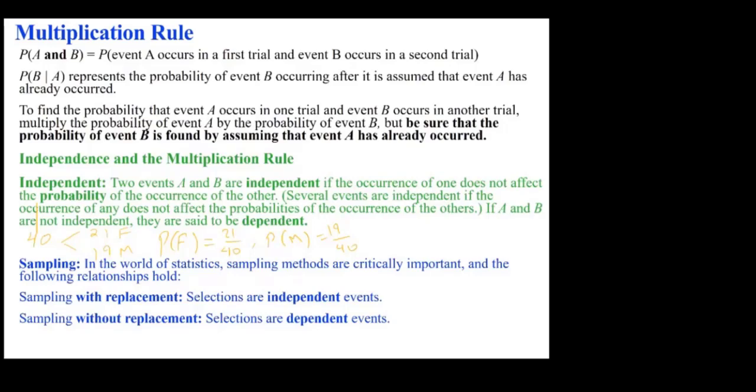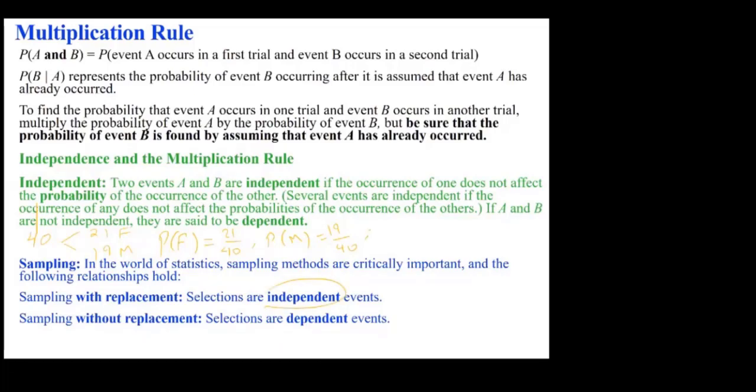Now, if we want to pick another student, there are two ways to do that. With replacement. That means the same student that was picked in the first case still has a chance of getting picked. So the probability of females and probability of males stays the same. It never changes. They are independent.